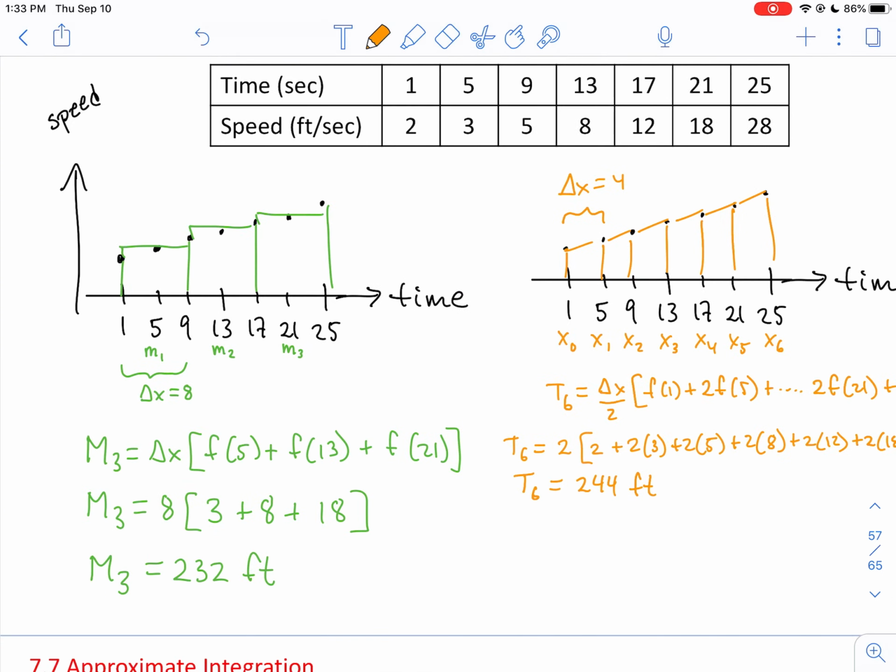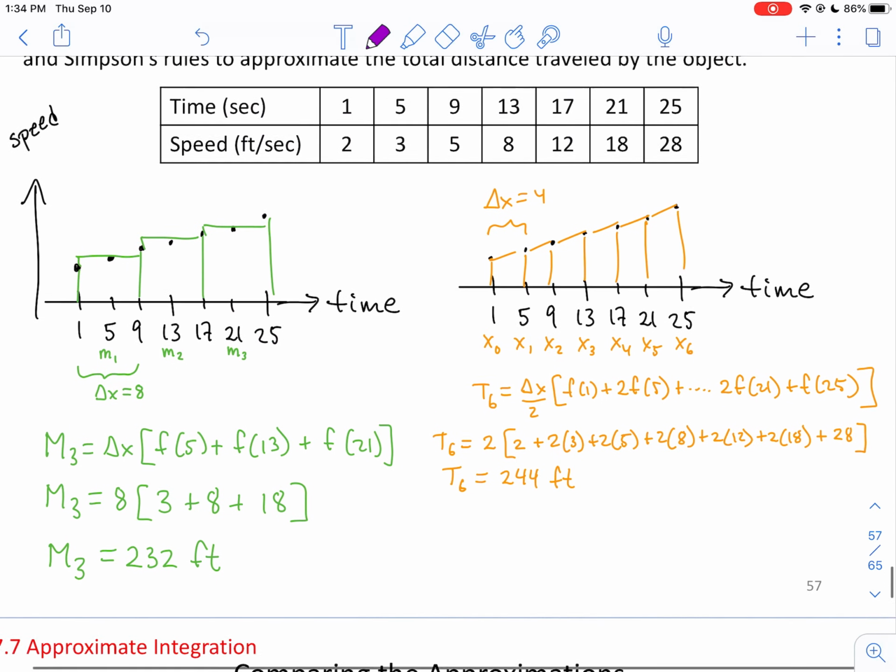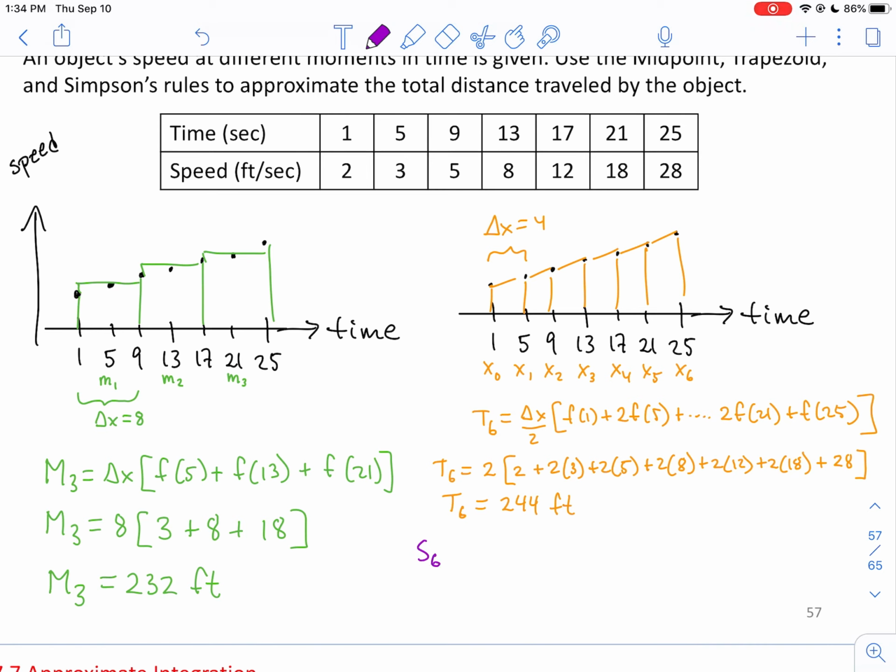Right? Compare that to our midpoint 3 approximation. And then finally, the Simpson's rule uses all this same data. We can use S6 again because we need only these endpoints of the subintervals. We use them all, so we can just do S6 on this. It's going to be delta x, which is 4, divided by 3. So delta x divided by 3.